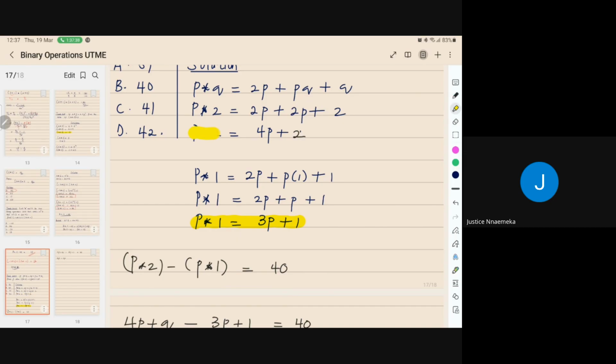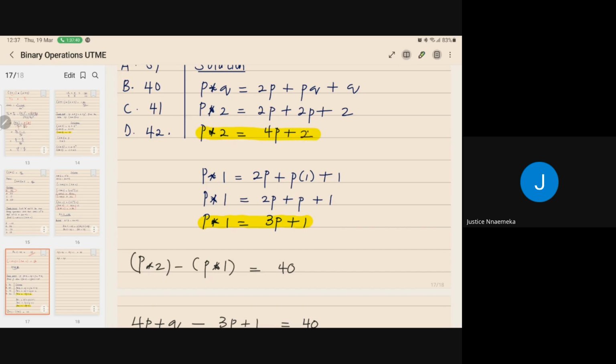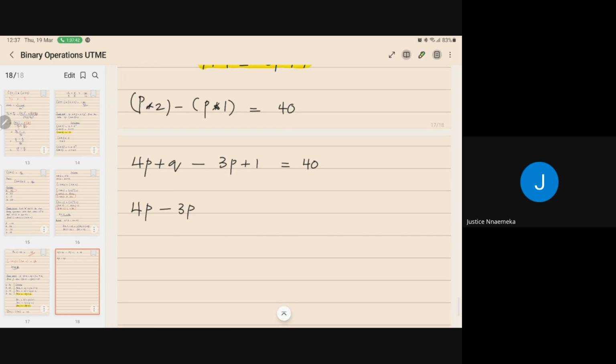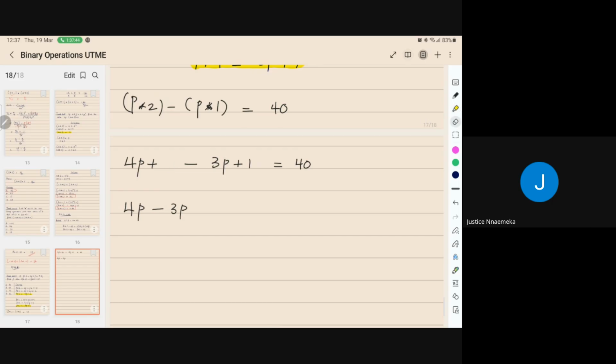Because the value of q was given. Good. Now, that said, this is 2 right here, please. This is 2. Now, remember that this is a bracket, right? So let me still put it inside the bracket so that when I open my bracket, it will make more sense. So this is minus 3p minus 1, right?